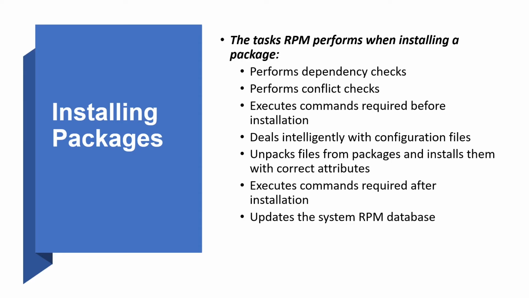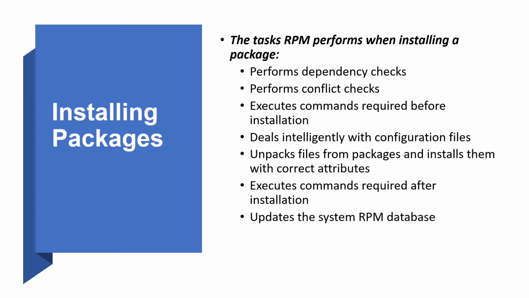Deals intelligently with the configuration files. When installing a configuration file, if the file exists and has been changed since the previous version of the package was installed, RPM saves the old version with the suffix .rpmsave. This allows you to integrate the changes you have made to the old configuration file into the new version of the file. This feature depends on properly created RPM packages.